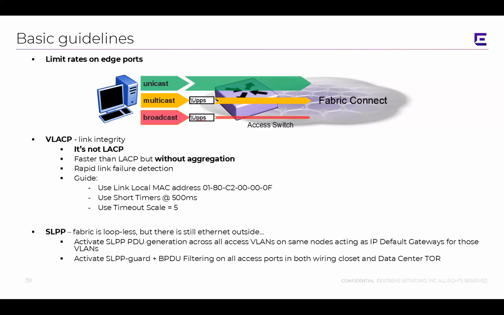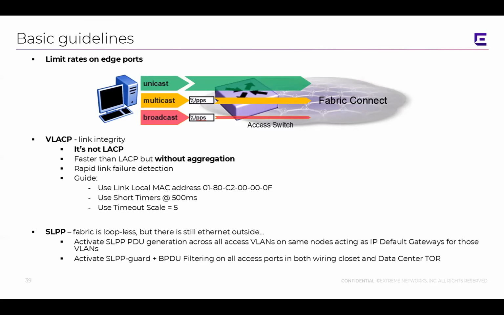VLACP is the protocol used inside the fabric network for ensuring the integrity of the link. It works somewhat similar to the normal LACP, but VLACP is only for link integrity. There is nothing about aggregation. This is not a LAG protocol.